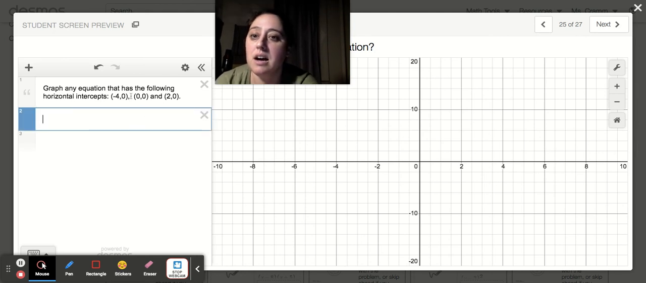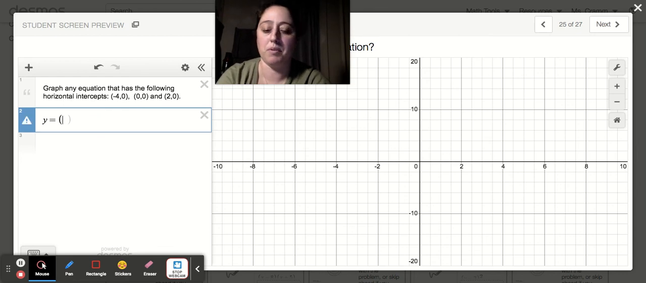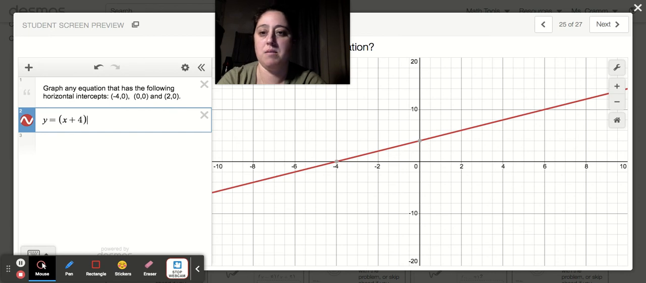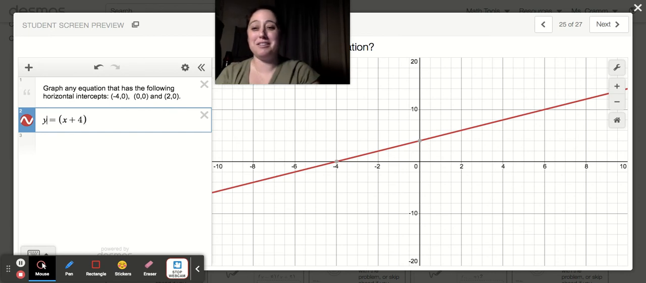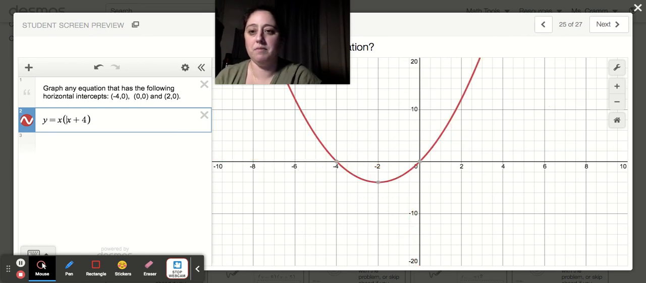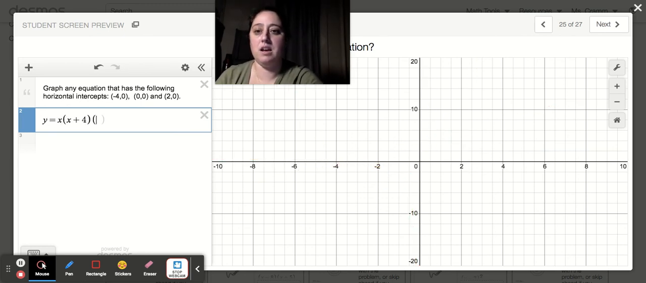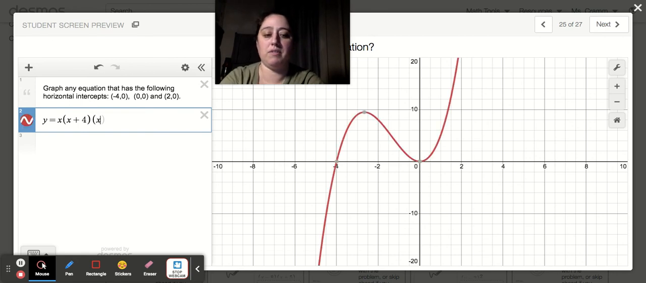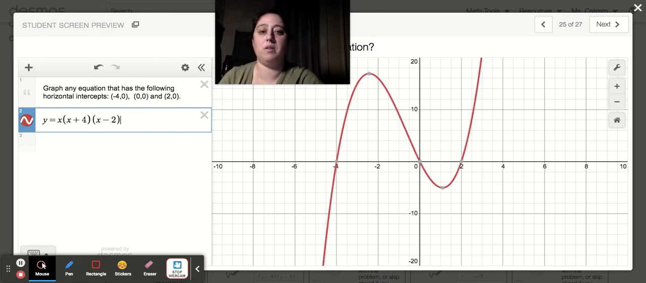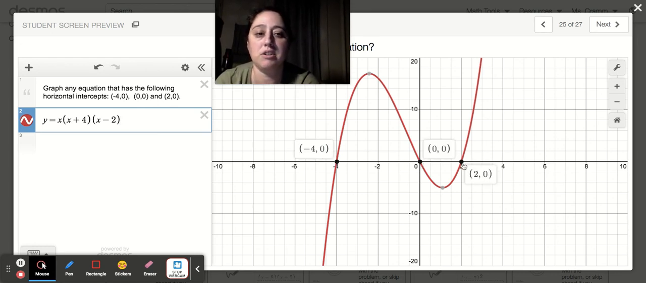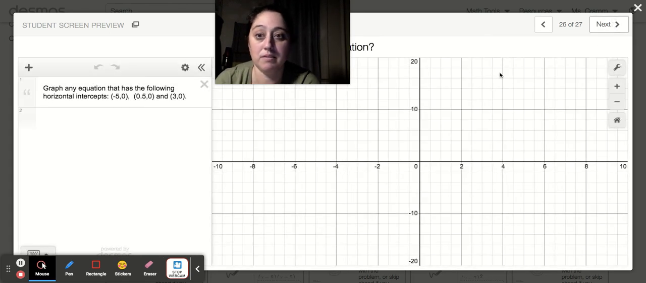All right. So here we go. 26. Same thing. I'm not even going to explain it again, but I will show you an example of what that looks like. So x plus 4. 0, 0. And you guys know I like putting that x in front. Oops, not there. Here. And if it's 2, I've got x minus 2. So again, I'm just checking negative 4, 0, 0, 0, and 2, 0. Got it. All right, I think we're almost done.